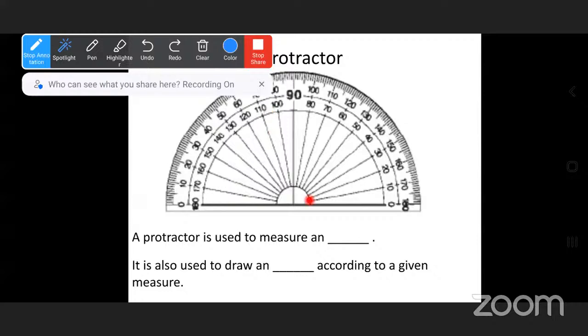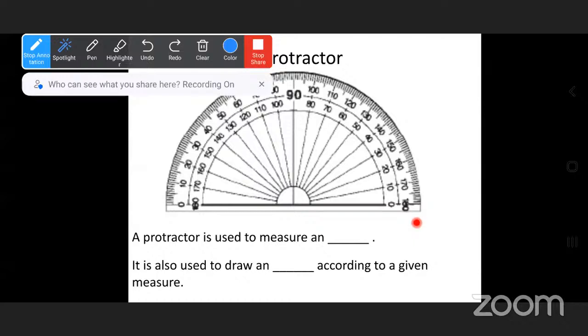This part is the center. Remember, this is the center. And here we have two measurements. One starts from this side: you can see the inner measurement 0, 10, 20. This is how it goes. If you are taking an angle from the other side, you can see the outer measurement 0, 10, 20, 30, 40, and so on. It goes till 180 degrees. A protractor shows a measurement up to 180 degrees.